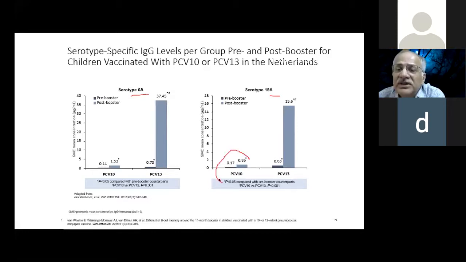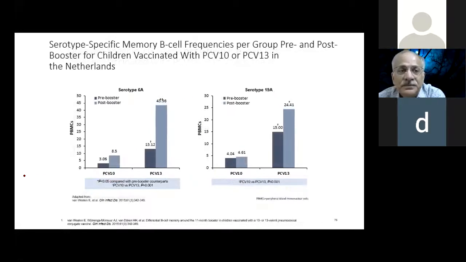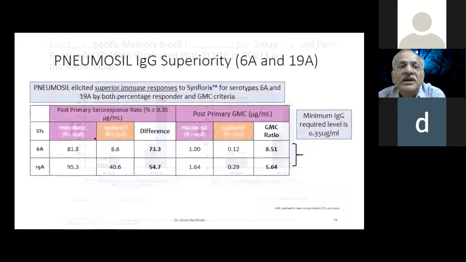So what we need to say is there is indirect protection, the levels do increase 10 times, but they are nowhere near if you use direct protection. This is PCV13 direct protection. This is PCV10 indirect protection for 6A, 19A both. And the serotype-specific memory cell responses also show direct protection for 6A, indirect protection, and here is direct protection against 19A. The memory cells also have increased, but here the increase has been much more. This is the same Netherlands study.